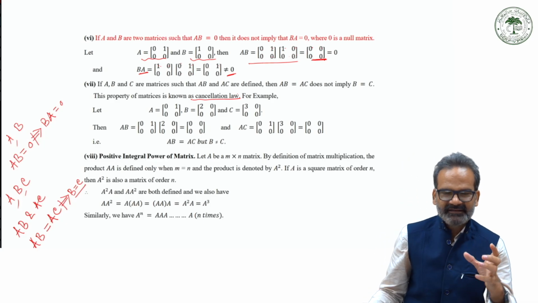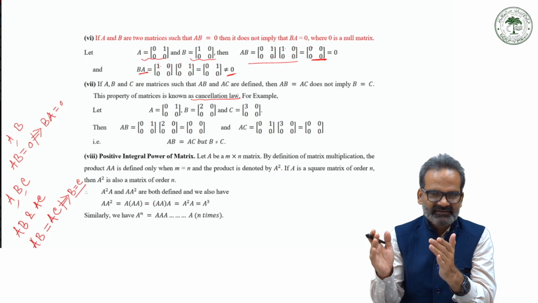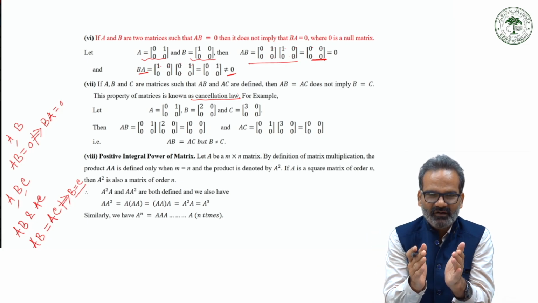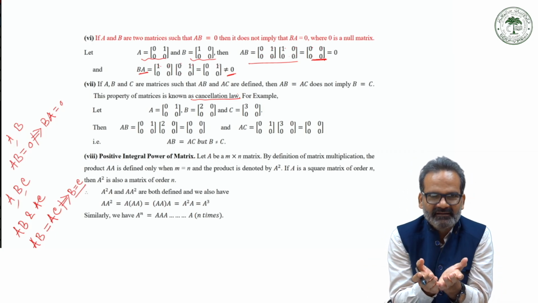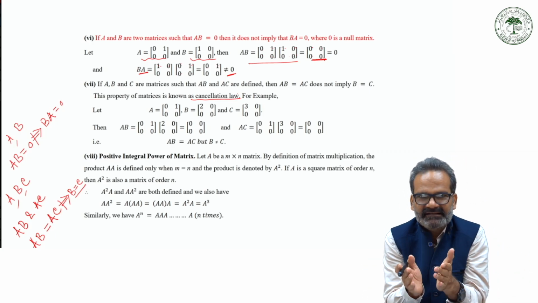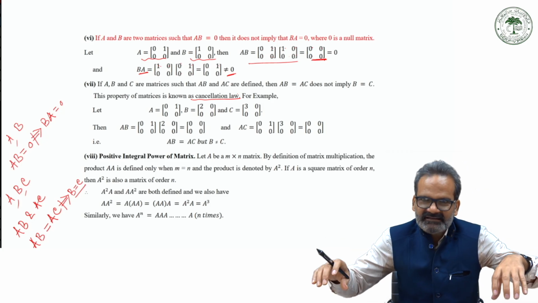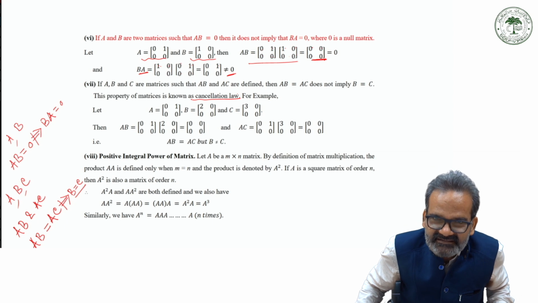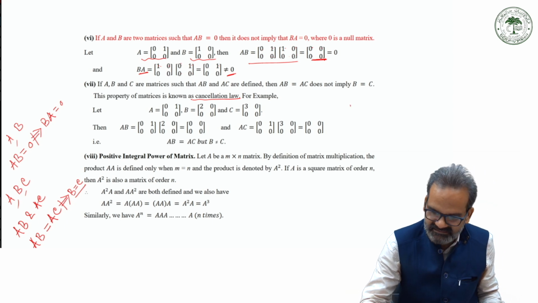So what does it mean? If we take any three matrices A, B and C, we find out the product of AB, then we find out the product of AC, right? And fortunately, both AB and AC are same, are equal. So if AB and AC are equal, it never implies that B and C are also equal. Why we are emphasizing on this?